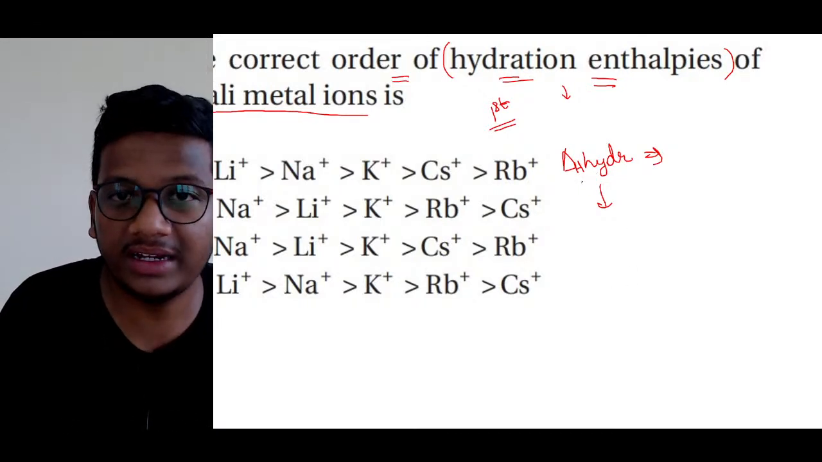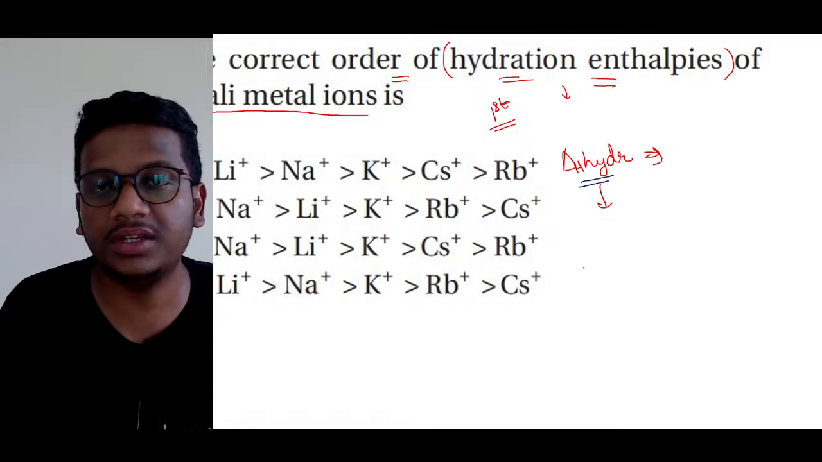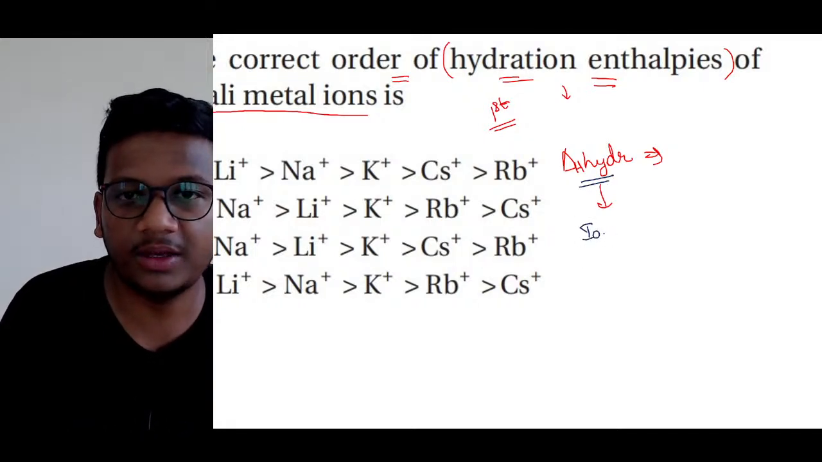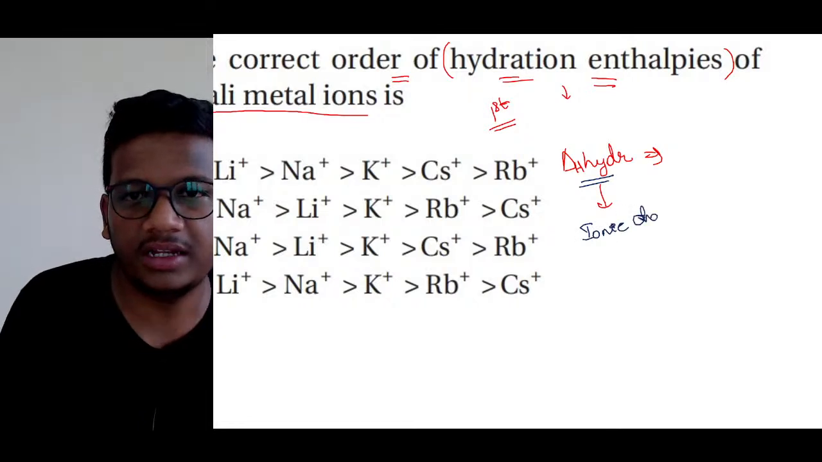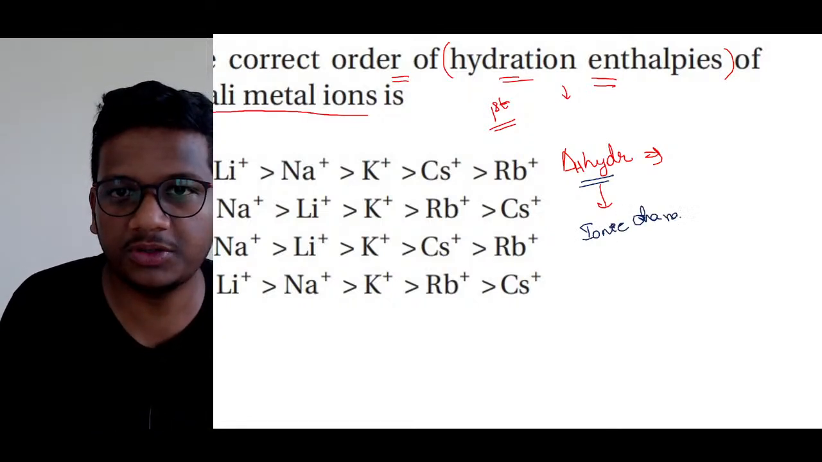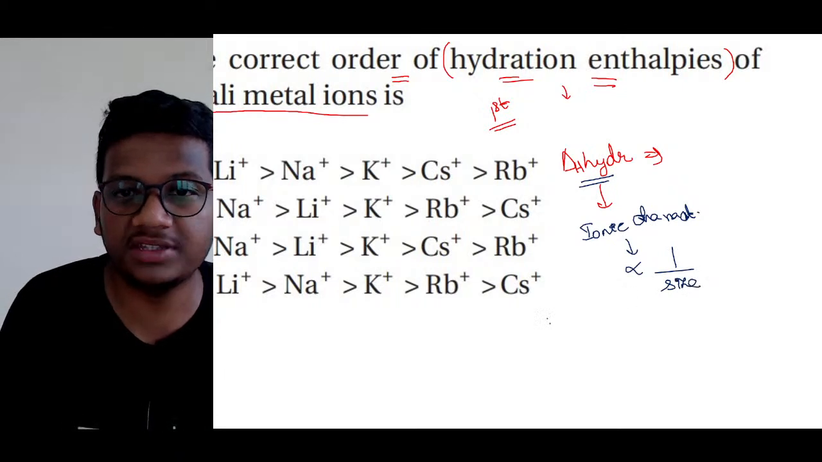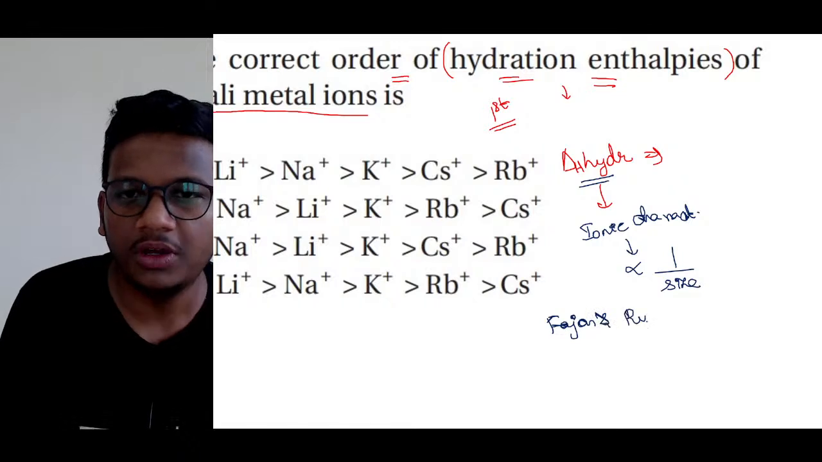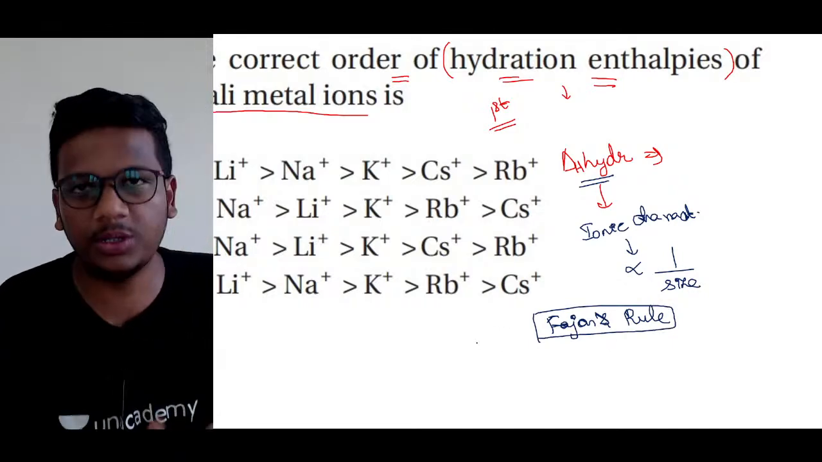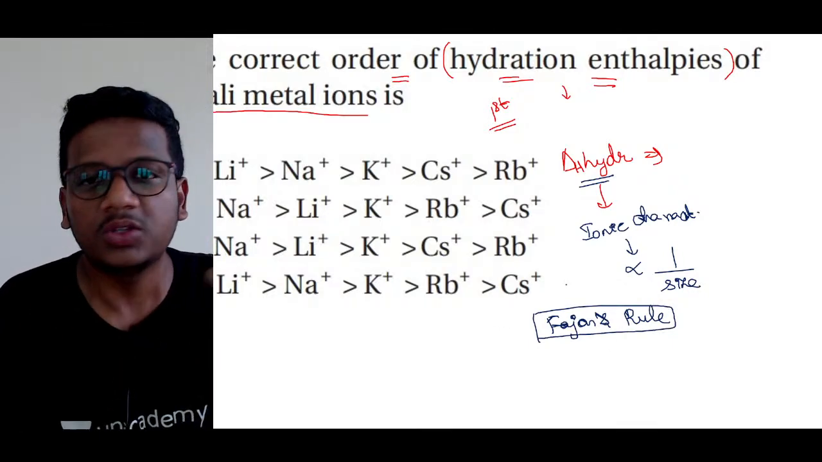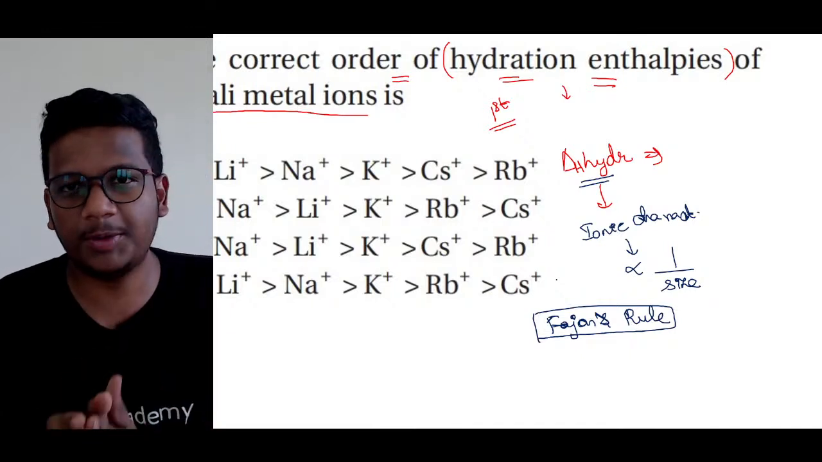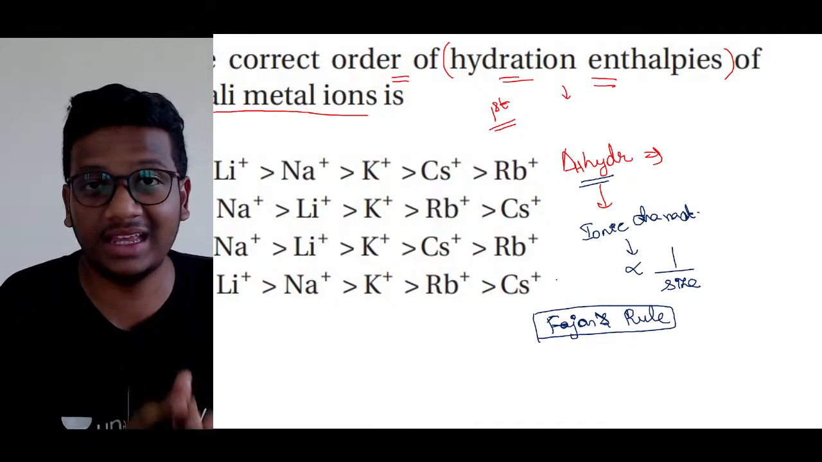Hydration enthalpy depends on what? Hydration enthalpy depends on which parameter? Okay, so the hydration enthalpy is directly proportional to the ionic character, right? But the ionic character in turn is inversely proportional to the size according to Fajan's rule. Guys, did you come across Fajan's rule? I hope most of you know about Fajan's rule. It's very important in your preparation, especially in organic chemistry. You must know Fajan's rule. So the ionic character is inversely proportional to size, which gives you the hydration enthalpy order.